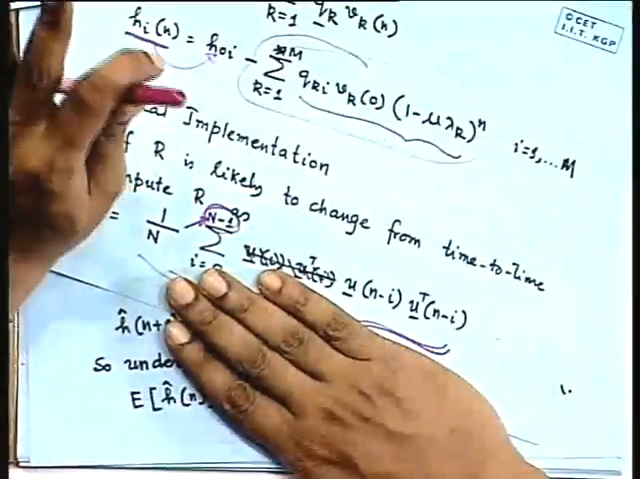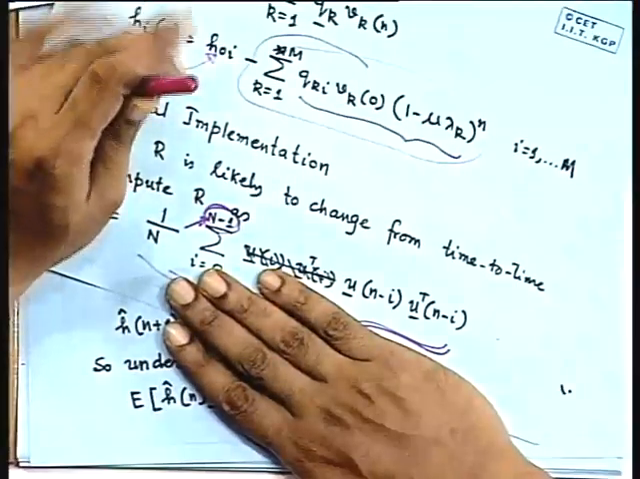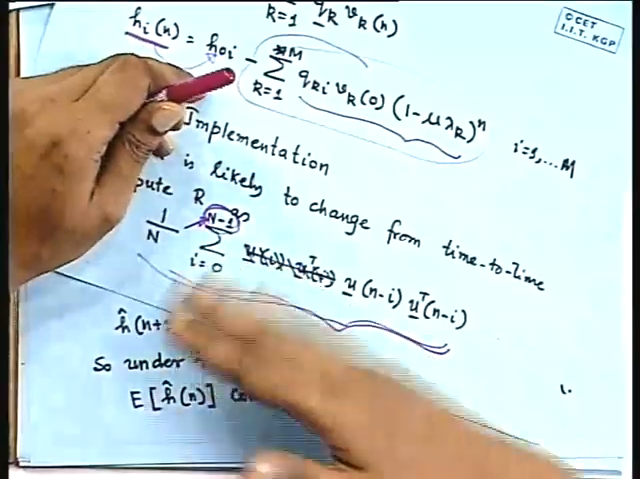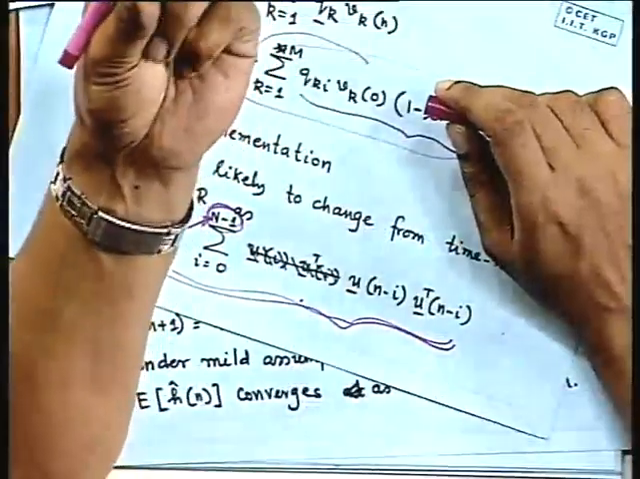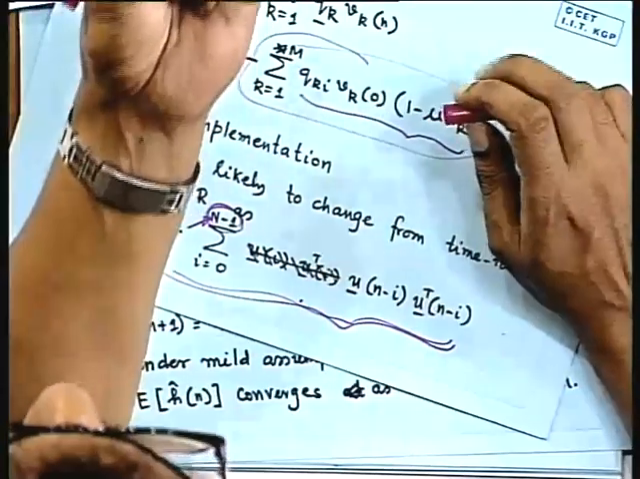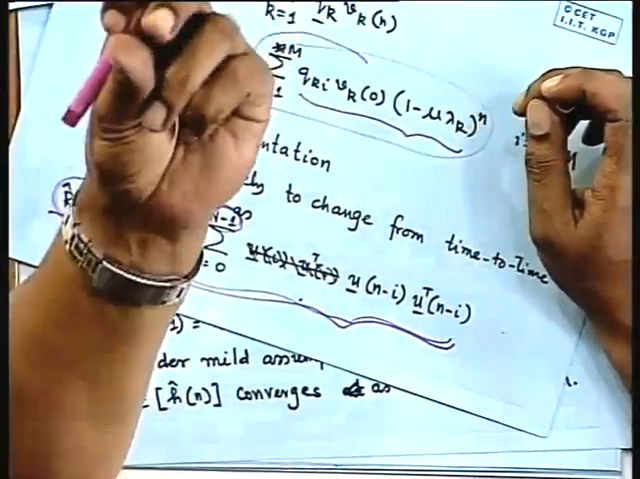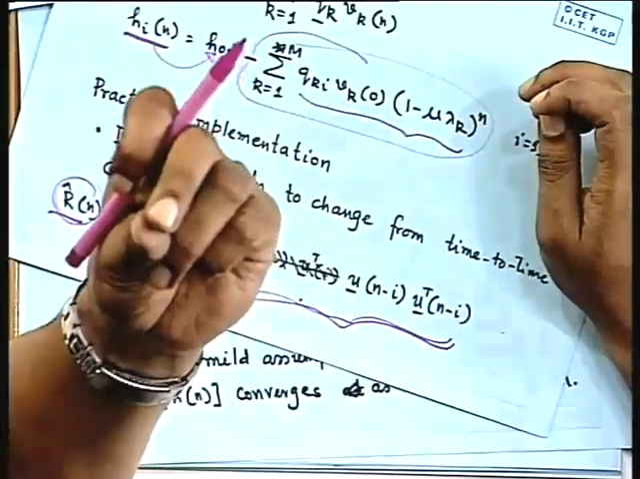So in some applications such algorithms are also coming, but definitely not in communication. Communication itself is so fast, there is no question of doing an ensemble average. So you are doing a time average.